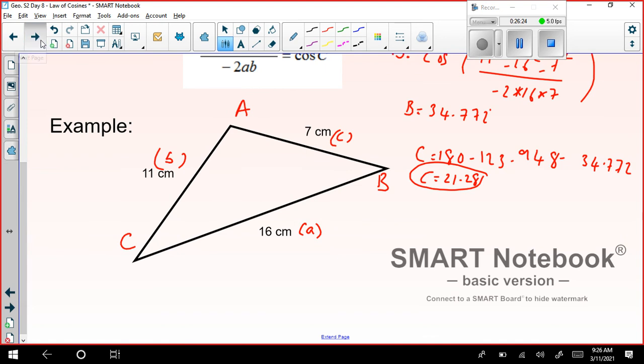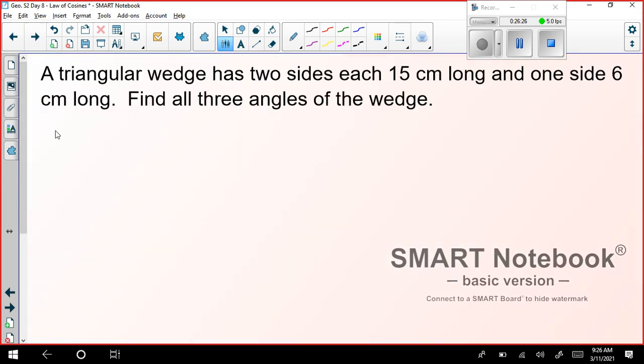Okay, let's move to the next slide. A triangular bench has two sides, each 15 centimeter long and one side 6 centimeter long. Find all the angles of the bench. Okay, so they have given us a triangle which is 15, 15, and 6. Let me call this A, B, C. I need to find these angles. So first I need to find A and B.